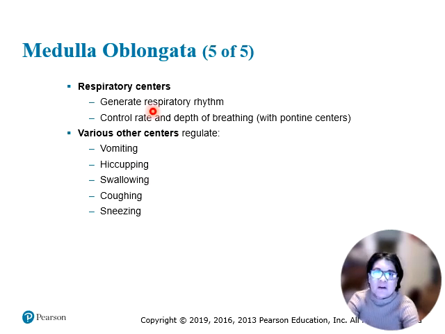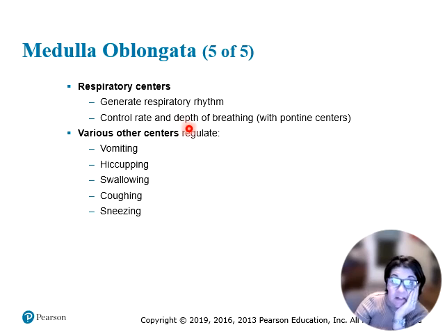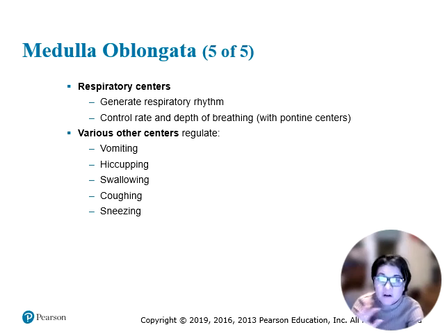Your medulla oblongata also regulates your respiratory centers, so it controls your rate of breathing, and it also helps regulate vomiting, hiccuping, swallowing, coughing, and sneezing. So that's all your medulla oblongata. So all these structures in your diencephalon and your brainstem are the structures that keep you alive. If these structures are not working, you're brain dead.